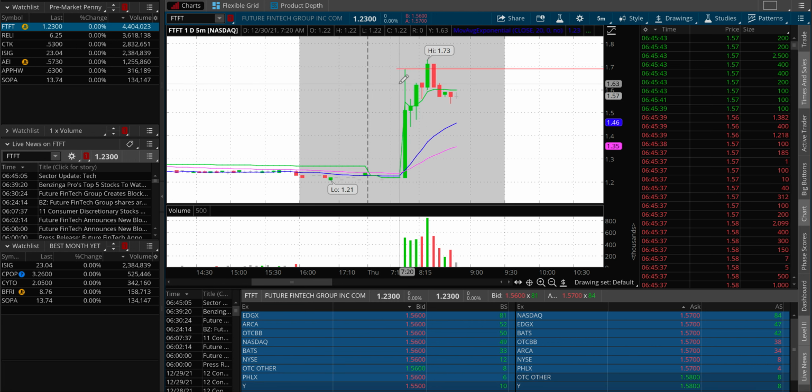Then the next level I'm going to chart out is this one, 163. It's the high of this candle, and the high of this candle, and the high of this one, so you have a triple top on that level, which shows us that there's a lot of selling pressure there, so it's an important level for us to chart out. So we have 169, 163, and then we can chart out this one.